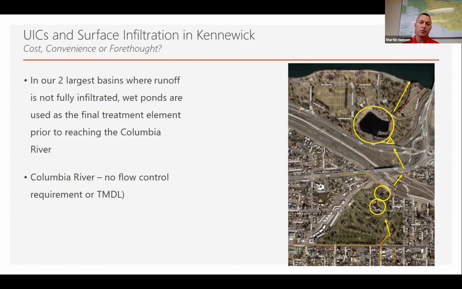And some of the tight line systems are simply overflows from areas that do have dry wells or infiltration trenches. So it's a combination of flood management, and in some cases it's a portion of the treatment element. And as a side note, the Columbia River, at least at this river mile, doesn't have any flow control, but more specifically, we don't have any TMDLs that we're reacting to in the City of Kennewick.